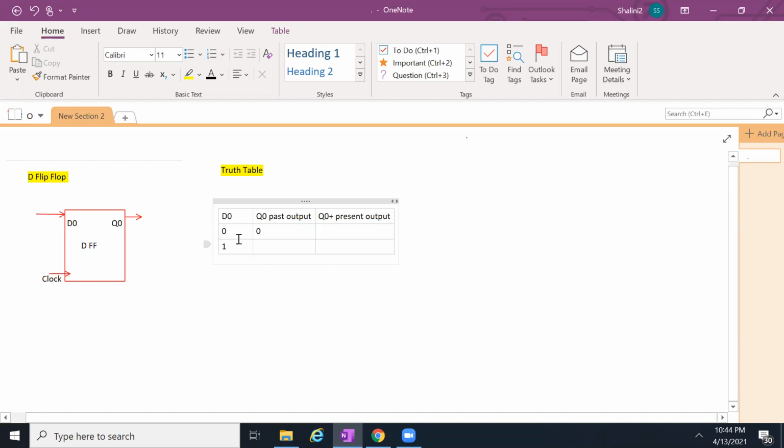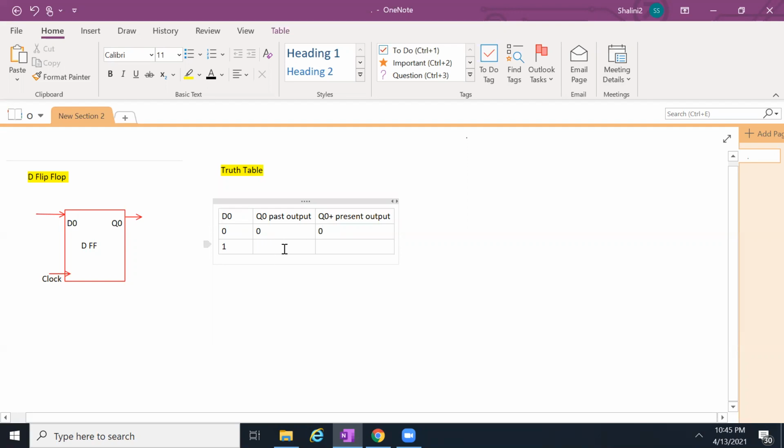Remember one thing: in the case of a D flip flop, whatever input you apply will come into the present output. So no need to worry about the past output. Look into the input value. We have D0 input as 0, so the present output also will be 0.